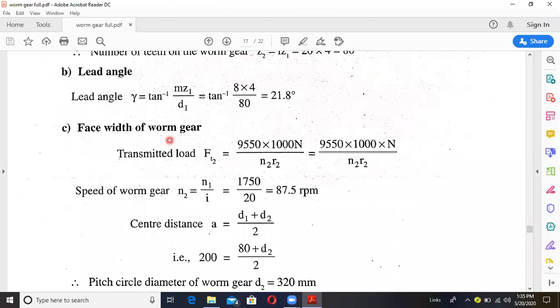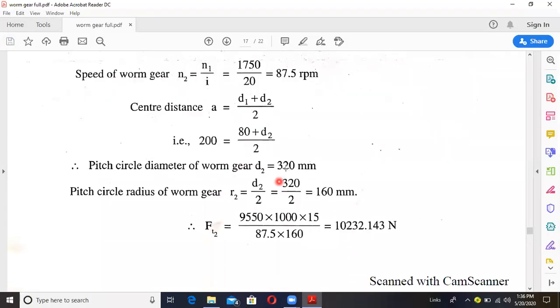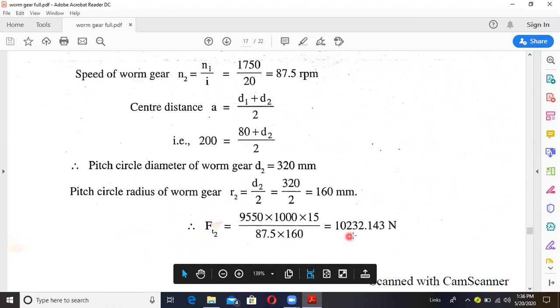So now to calculate face width, we are going to take the formula transmitted load FT2 is equal to 9550 into 1000 into N divided by N2 into R2. Here power they given in the question, R2 we have to calculate and N2 we are going to calculate. So now we can calculate N2 by using the relation I is equal to N1 by N2. So N2 we will get N2 is equal to 87.5 rpm. Next, to calculate R2 we require D2. So to calculate D2, we are using the relation center distance A is equal to D1 plus D2 by 2. Calculate D2. So we will get D2 is equal to 320. Once you get D2, calculate R2, substitute in the formula, then we will get FT2 is equal to 10232.143 newtons. So this is the transmitted load we will get.